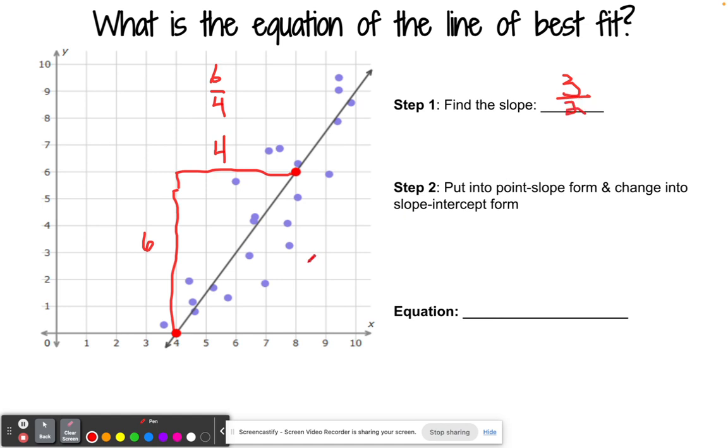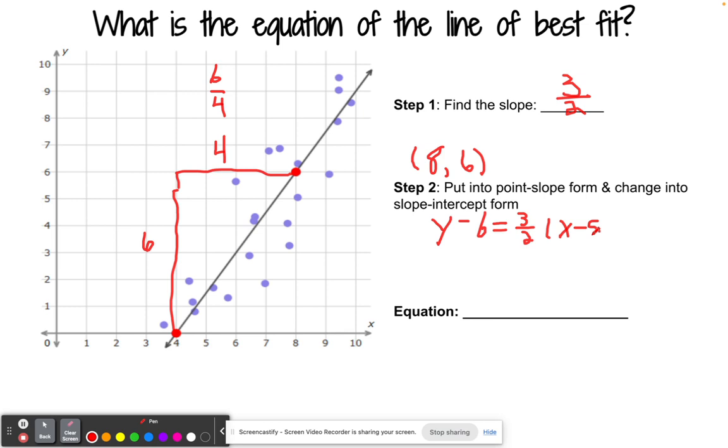Now we're going to use point slope form. Let's use this point. It is 8, 6. I'm going to use point slope form, as I said. So y minus my y value, which is 6, equals 3 over 2 times x minus my x value, that is 8.